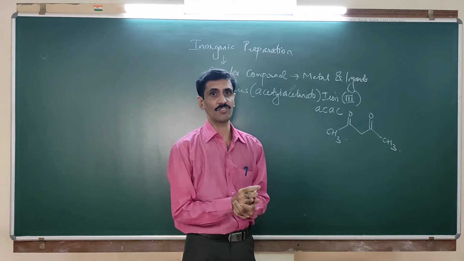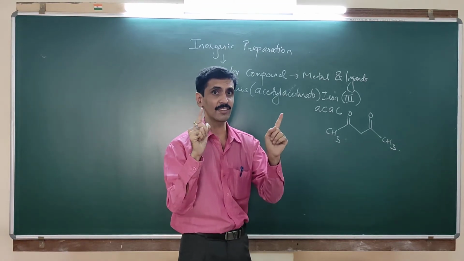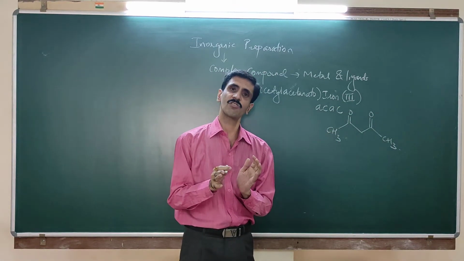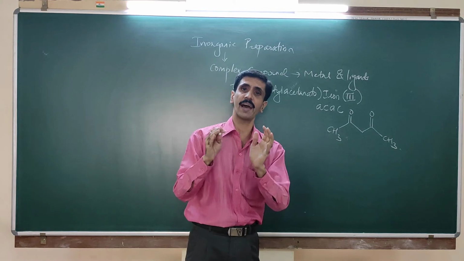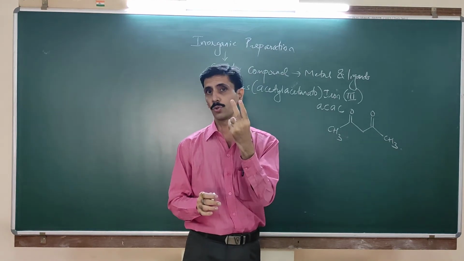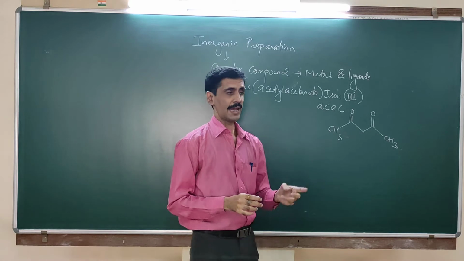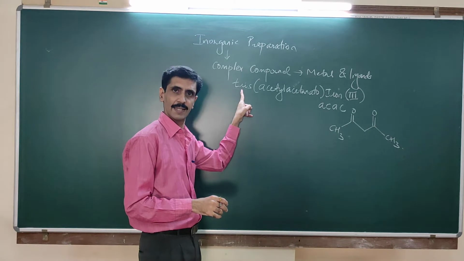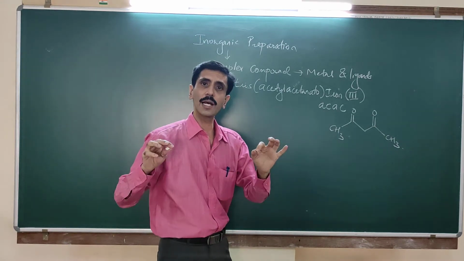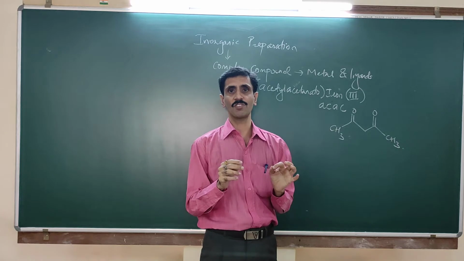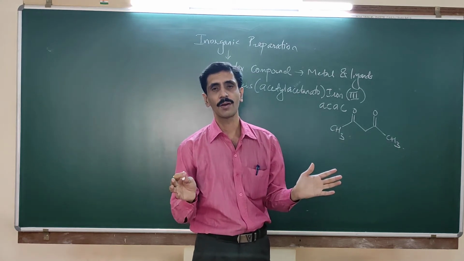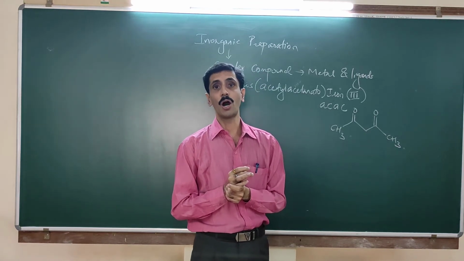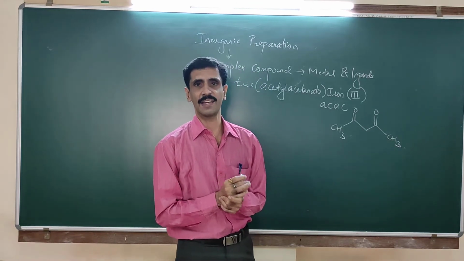Alright? Now here in this case, the two oxygen atoms that you can see are going to be donor atoms. So it means that in one molecule of acetylacetone, there are two donor atoms. And how many such acetylacetone molecules are we taking? 3. And therefore, the total number of donor atoms is 6. Okay? And hence, we say that the coordination number of the ion is 6.